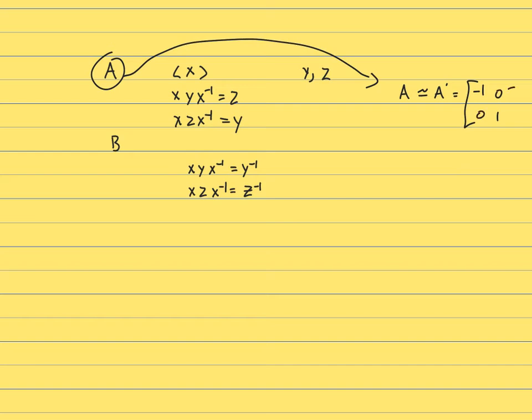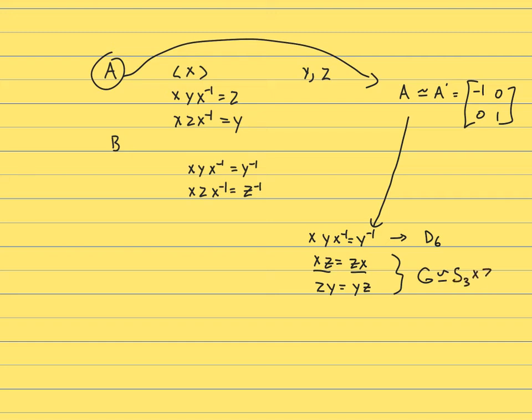-1, 0, 0. And that version of the semi-direct product would involve saying x, y, x inverse is y inverse, and x, z, x commutes with. And so here you get a copy of D6, and here you have x commutes with z, and z commutes with y. And so you end up seeing, in this case, that G is isomorphic to D6 or S3, whichever way you want to call it, and Z3.